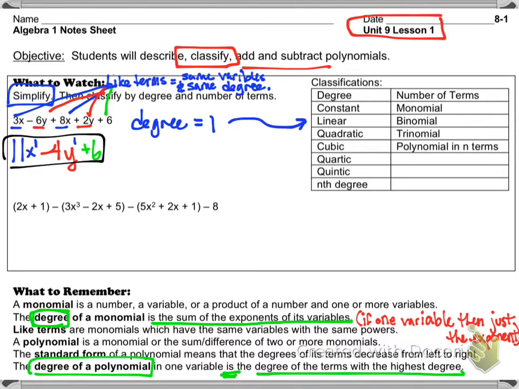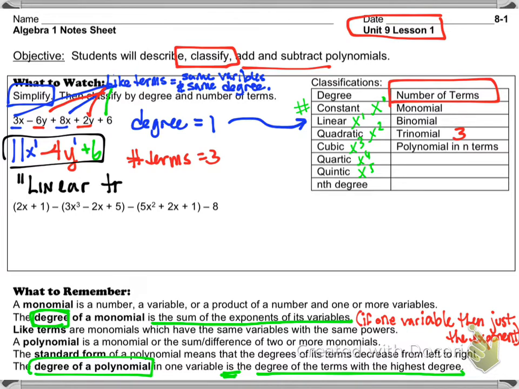So degree, if it's x to the 0 or it's just a number, that would be degree 0 or a constant term. Linear is degree 1, quadratic is degree 2, cubic is degree 3, quartic 4, quintic is degree 5. After that we just say nth degree, like 7th degree, 10th degree, 20th degree polynomial. The number of terms in this case is 3, which makes it a trinomial. So since it's linear and it's got 3 terms, it's a linear trinomial.